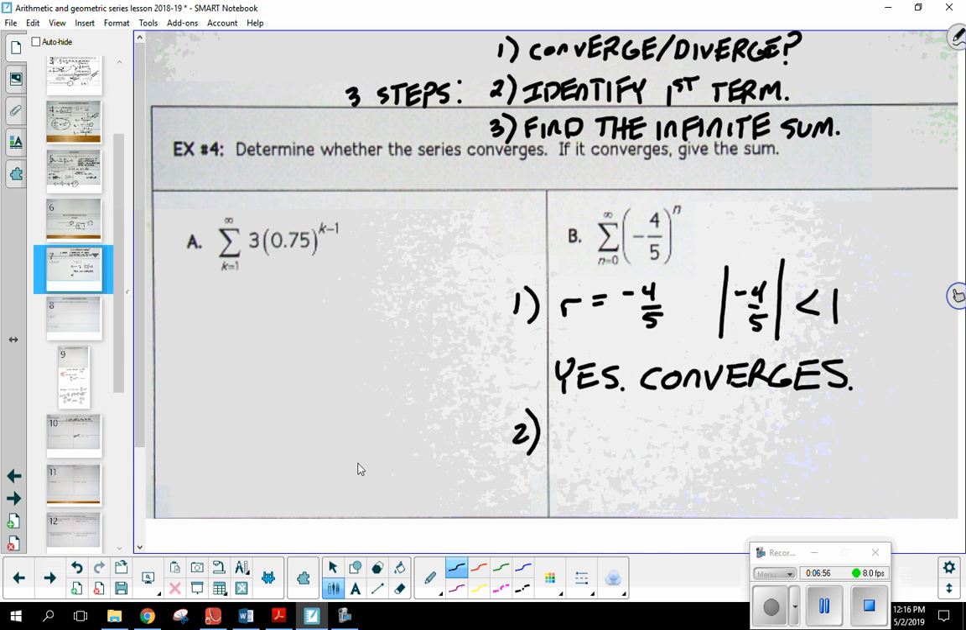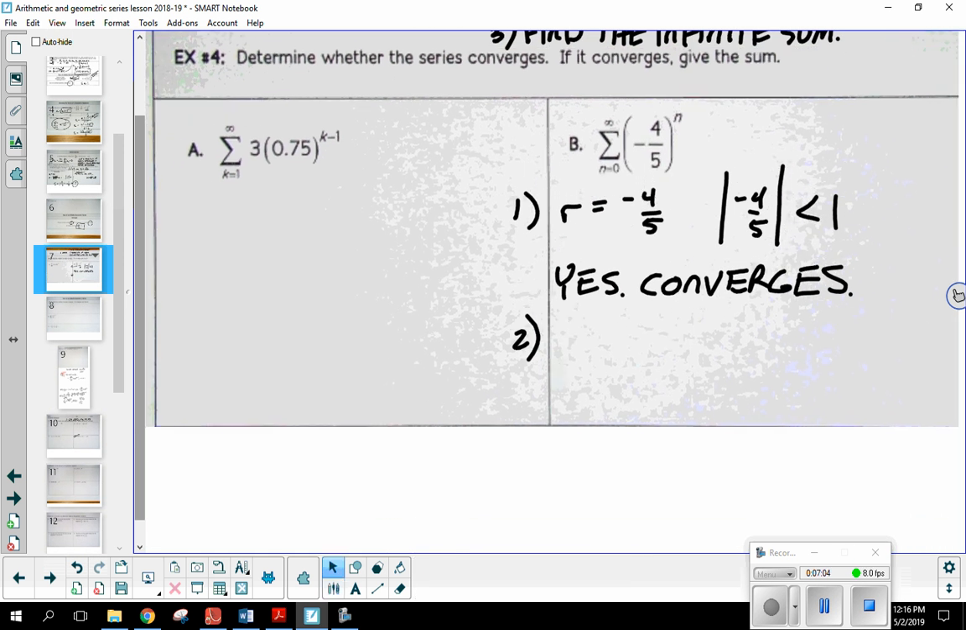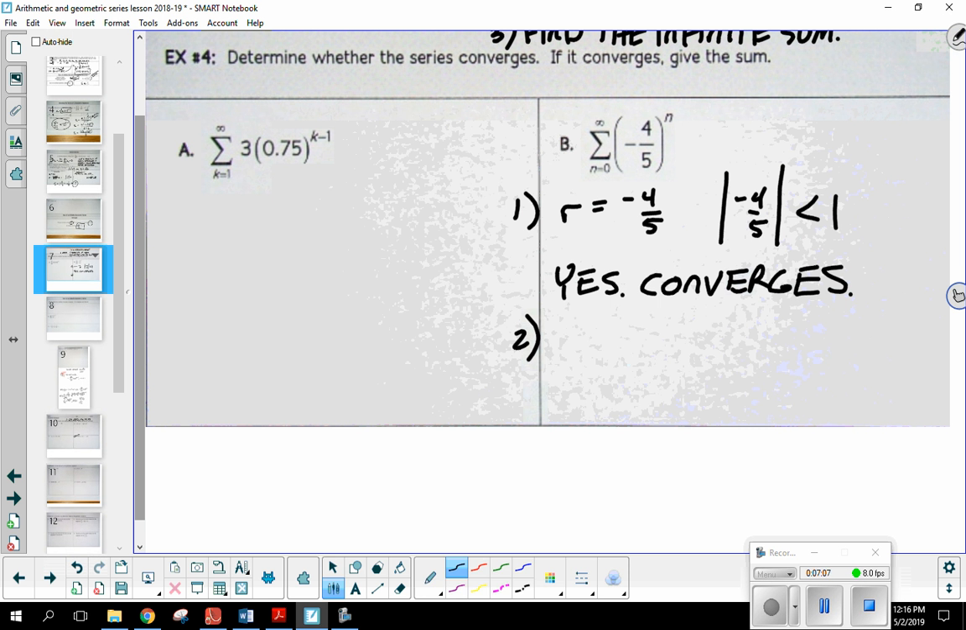Now in A, it was really easy to tell what the first term was. It was just a scalar. Well, here, we actually need to plug in n equals 0, because I'm starting with the 0 term, and that's actually okay. So if I plug that in here, negative 4/5 to the 0, what is that? What's anything to the 0 power? Not 0, 1. Anything to the 0 power is going to be 1 every time. So I know that the first term is 1.